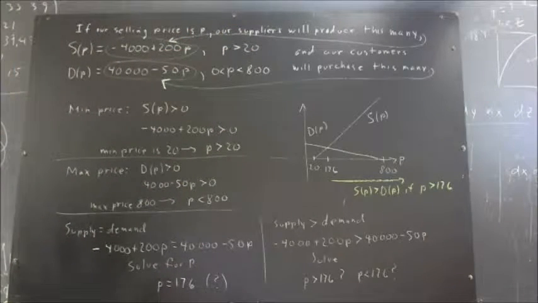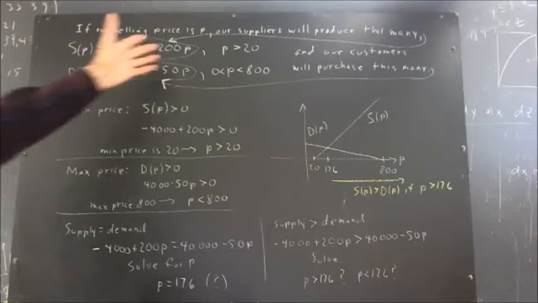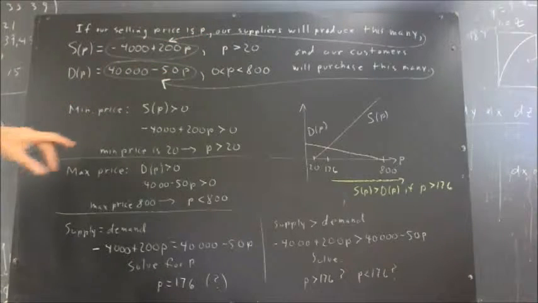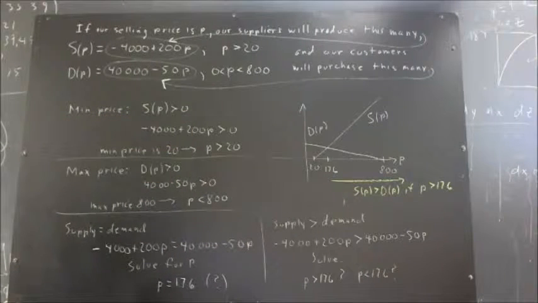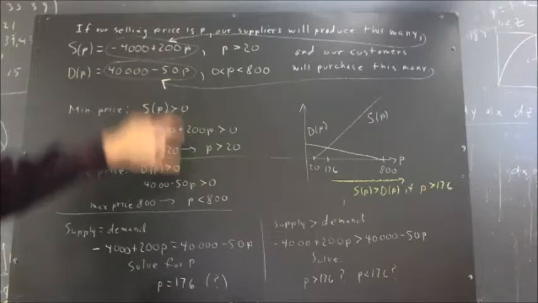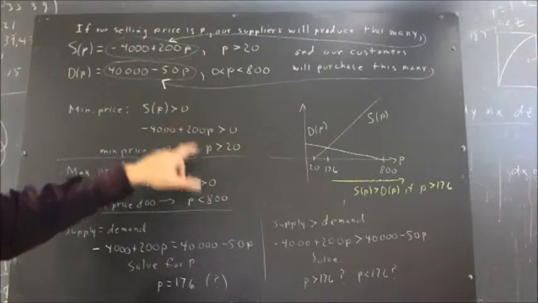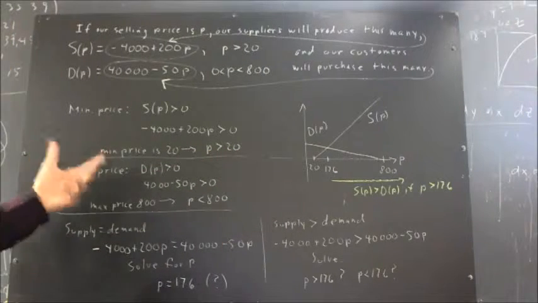Okay, so we're asked now to find the minimum price, and that's essentially the same thing I talked about up here, what prices make sense. The minimum possible price is the one for which your supply is greater than 0. So we, again, set the inequality. Here's the inequality I talked about. Set this greater than 0. Solve for P. It's very straightforward. You get P greater than 20. And maximum price.